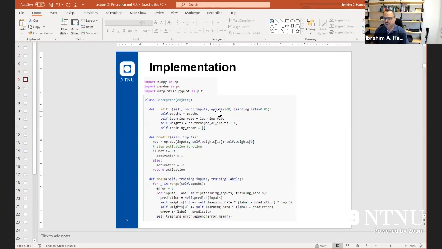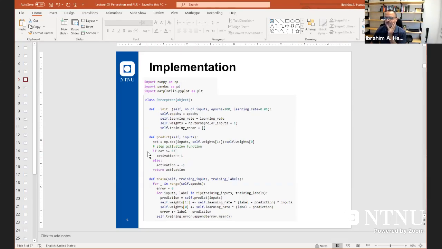In each epoch, we use the whole training data set, and this is the learning rate. After that, we need to predict. Prediction is simple: it is the dot product between the inputs and the weights plus the bias. In fact, with this equation we calculate net. So net equals omega x plus b.